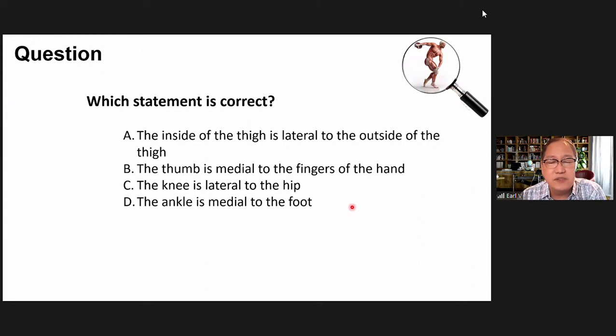Okay, what's the answer? Which statement is correct? Wait, Doc. Let me read. Letter A, Doc. I'm not sure. Yeah, okay. That's good. You're not sure. Try to be surer. Anyone who can help? Okay, let's analyze. The inside of the thigh, that means the medial side of the thigh, is lateral to the outside of the thigh. So pag sinabing inside of the thigh, yung inner thigh, it's medial. So it is not lateral. Correct? So this is wrong.